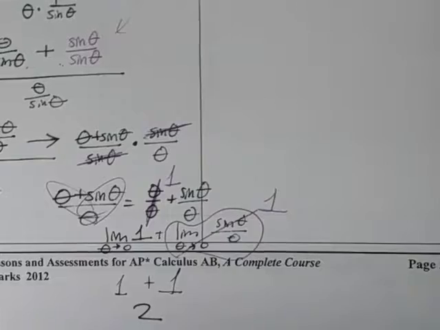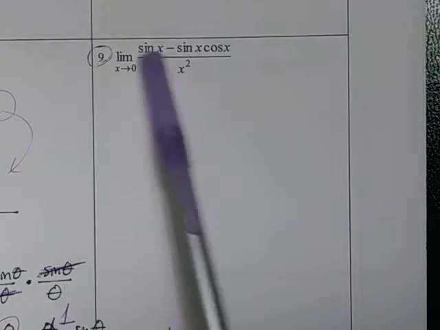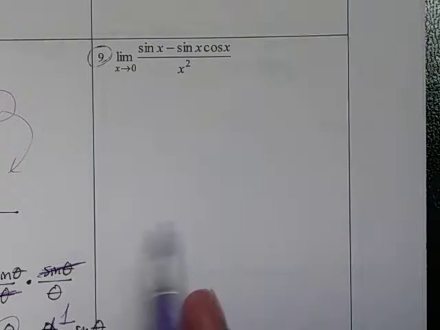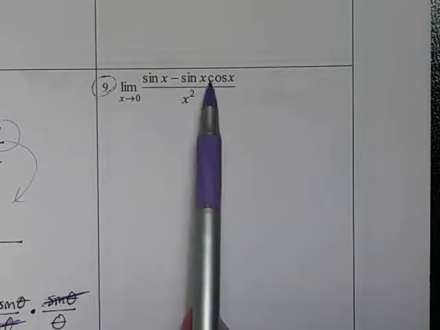Alrighty, last one. I know this is a longer video, but I want to get all 4 in here. Number 9, we have a lot of stuff going on. It seems to be a lot of stuff going on. I see my sine in the numerator, my cosine in the numerator, and the x in the denominator, but it's x squared, and there's sine and cosine being multiplied together. What's going on with that?